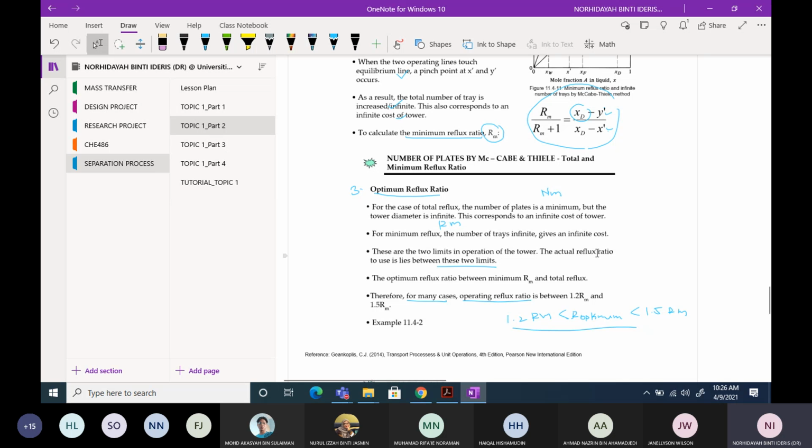So usually the actual reflux ratio to use is between these two limits. Usually the assessment questions will test your knowledge and understanding. Soalan C1 dengan C2. All right, C1 and C2 test your knowledge and understanding. So in many cases, as stated here, the operating reflux ratio is between 1.2 RM and 1.5 RM. This is what we call a rule of thumb for chemical engineers.